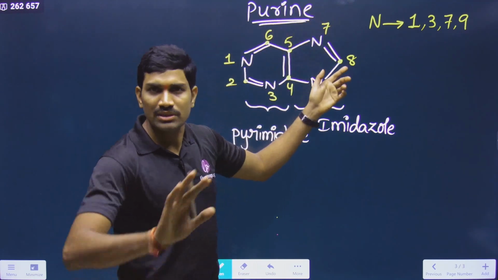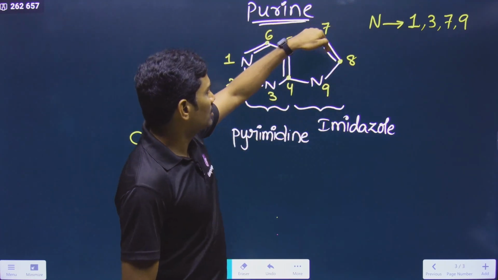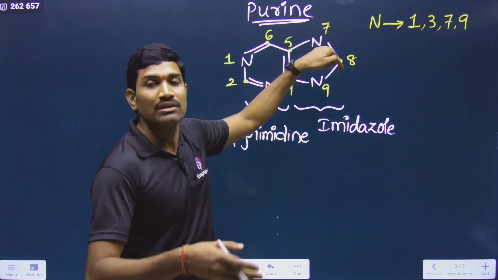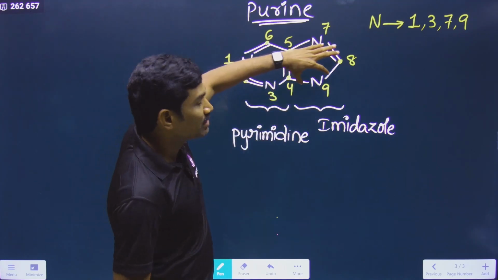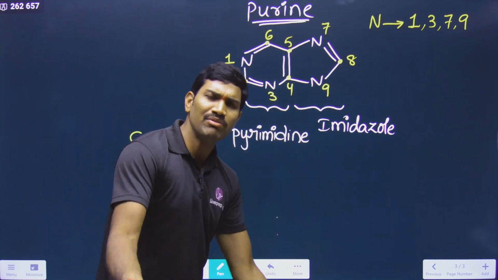1, 2, 3 bonds are present. Satisfied. Eighth position carbon. 1, 2, 3 are there. Then what about the fourth one? It will be with hydrogen. N should have 3 bonds, but here only 2 were mentioned. Then what about the third one? It will be with hydrogen.